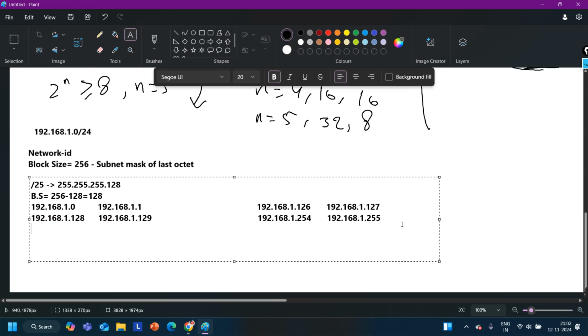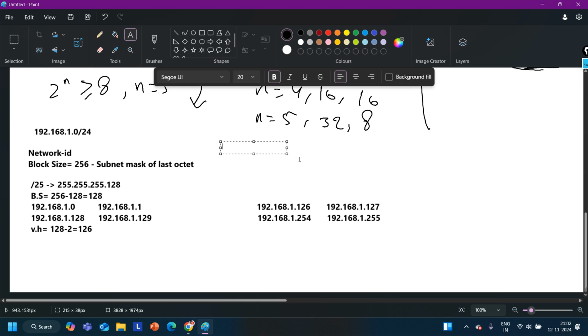Here you can also use the valid host formula, which is 2 power h. Because network bits are 25 and the total length of IP is 32, h is going to be 7. So 2 power 7 is 128, the total IPs, right? And minus 2, one for the network ID, one for the broadcast ID. So 126 IP addresses are there.